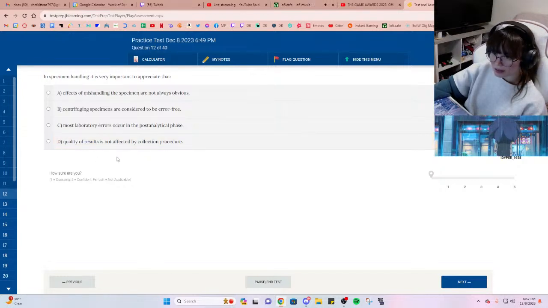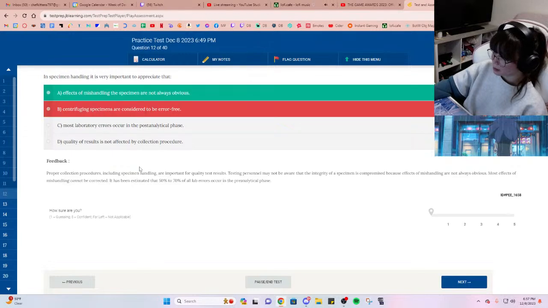I don't understand this question. I don't think any of these are true. And I feel like I'm just reading them wrong or something. Important to appreciate that effects obvious. Important to appreciate centrifuging error-free. Most laboratory errors occur in the post-analytical phase. Quality of results is not affected by a collection procedure. I don't know. This one's hard. I'm gonna have to throw this question.